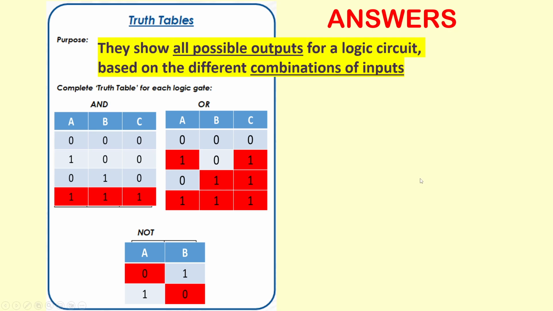Okay, checking your answers. What was the truth table? It shows all the possible outputs from a logic circuit based on the different combinations of inputs. And there are the three tables again, like we have seen. Checking your answers.